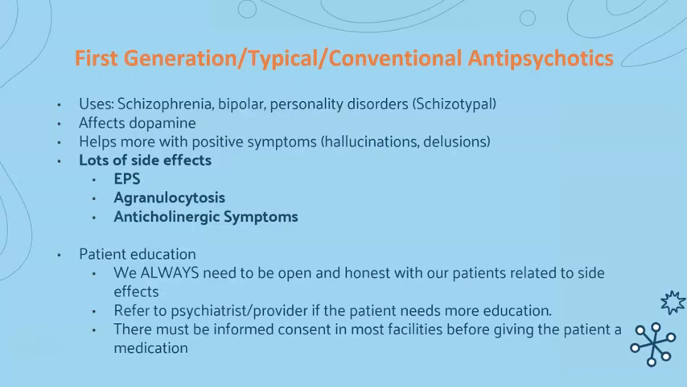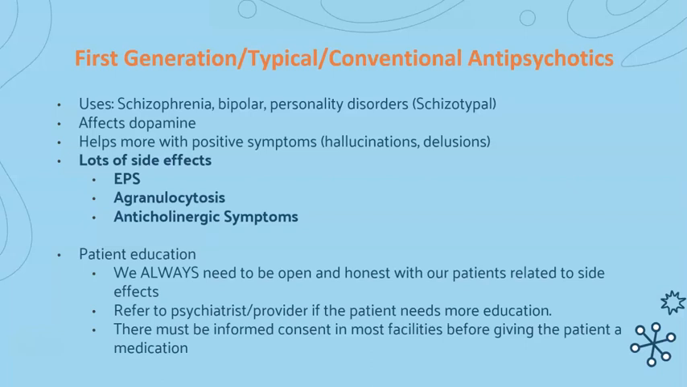So your first generation, typical, conventional antipsychotics, whichever you want to call them, they're used to treat schizophrenia, bipolar disorder, and some personality disorders like schizotypal. They affect dopamine. Dopamine causes hallucinations, right? So these are going to help more with positive symptoms, such as hallucinations and delusions. You'll understand more about that later. Why? Because dopamine causes hallucinations.